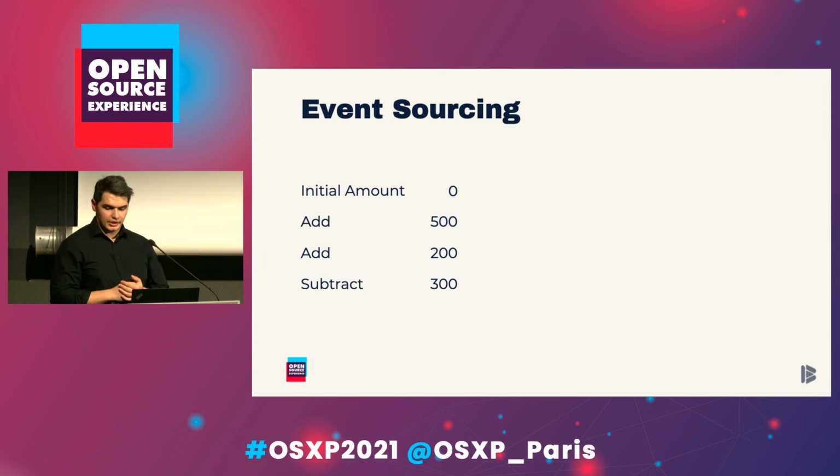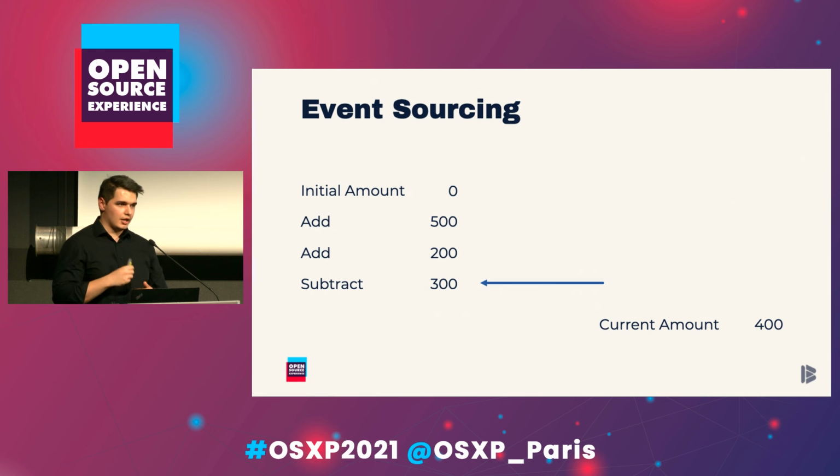So let's say we open a bank account. The initial amount is 0, then we add 500 euros, then we add another 200, and finally we subtract 300. To compile the current amount, we just have to go through that log and perform all those transactions, right? So first we add 500, then we add another 200, so we have a total of 700, and then we subtract the 300, and then we get a current amount of 400. So that's all about event sourcing, just replaying events from the log.